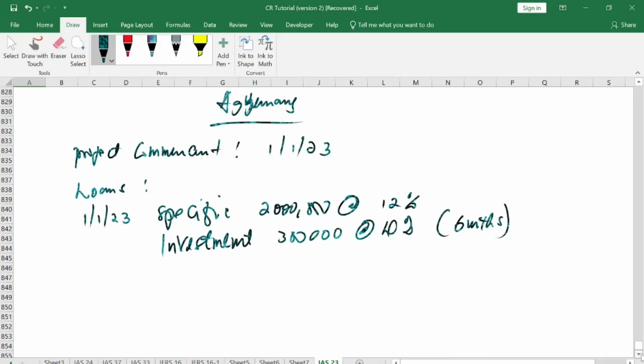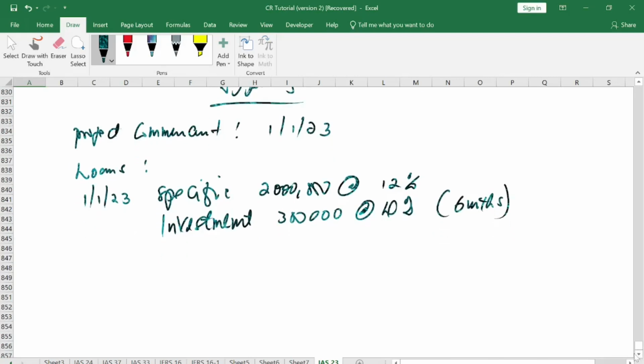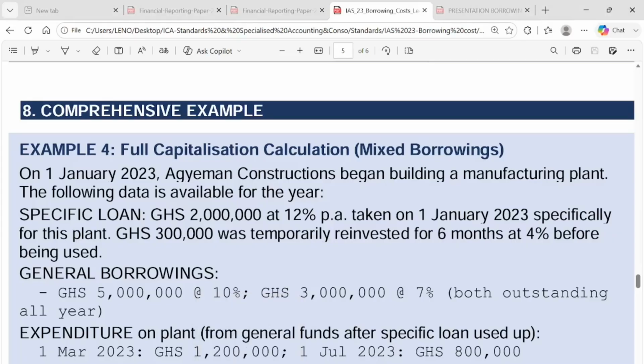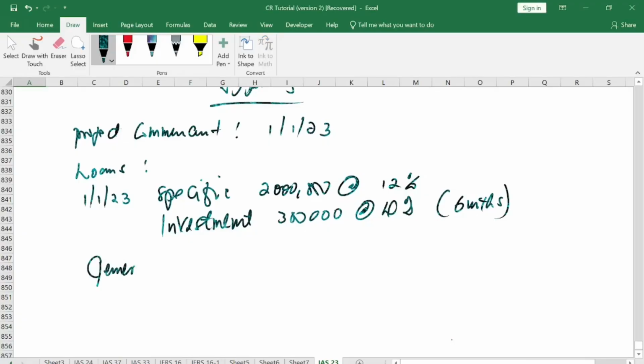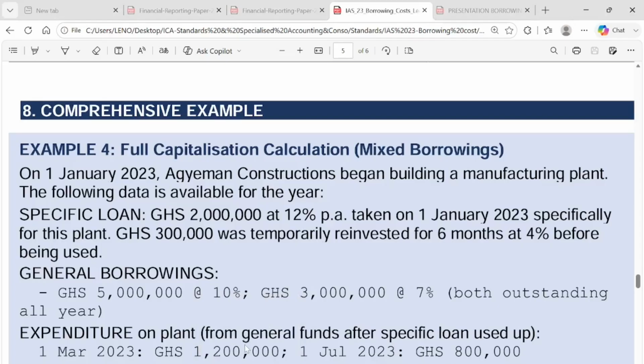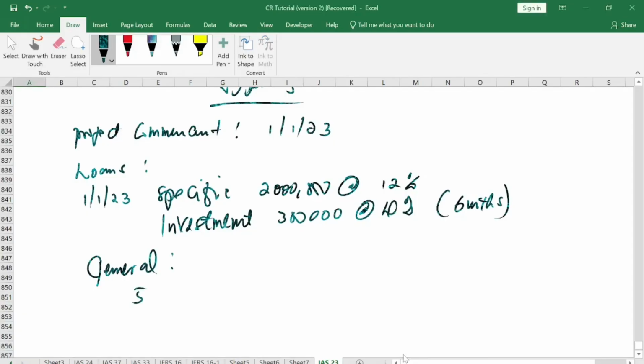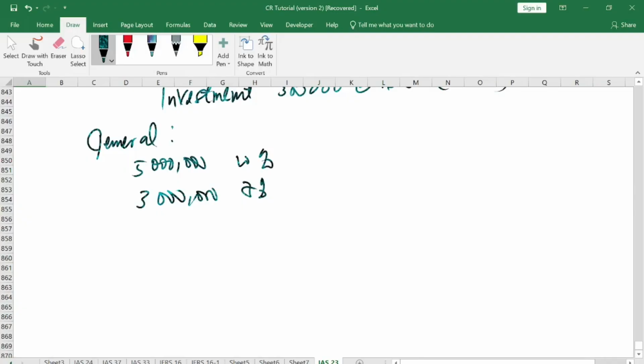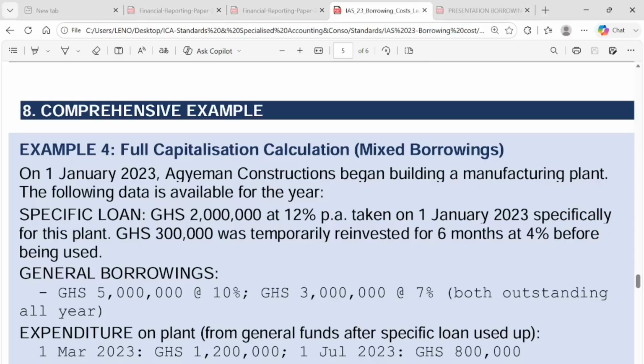After they expended the specific loan, they also went for a general loan. So with the general loan, they have 5 million at 10%, and then 3 million at 7%. And they said that the expenditure on the plant from the general fund after the specific loan was used up was as follows.